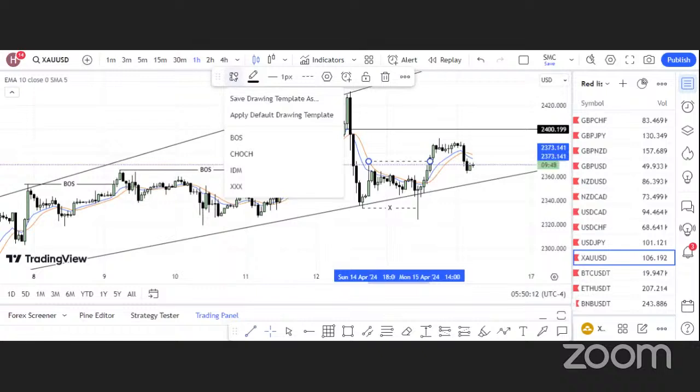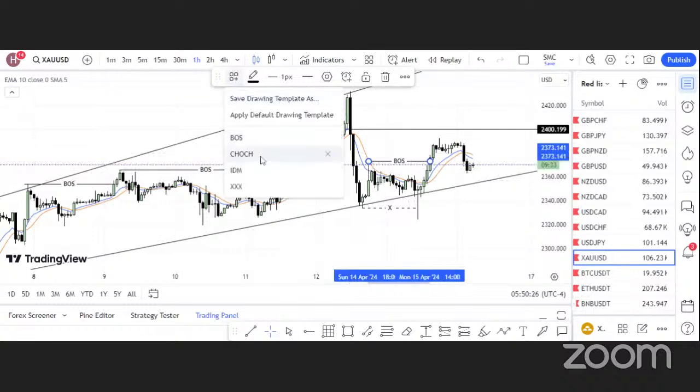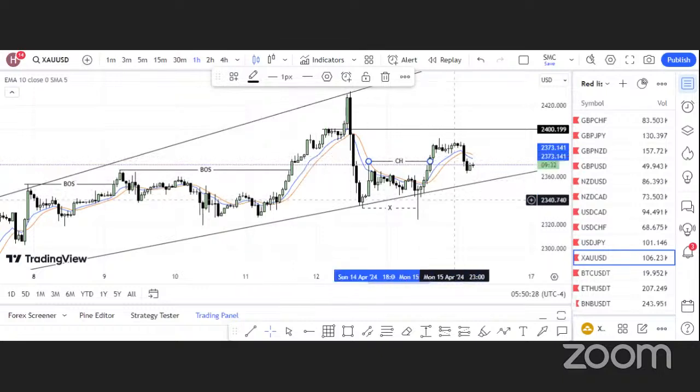The market purged liquidity, and then we had a break of structure. Okay, but as I've said, I'm not going to use this as a break of structure. Rather, I'm going to label it as a change of character.